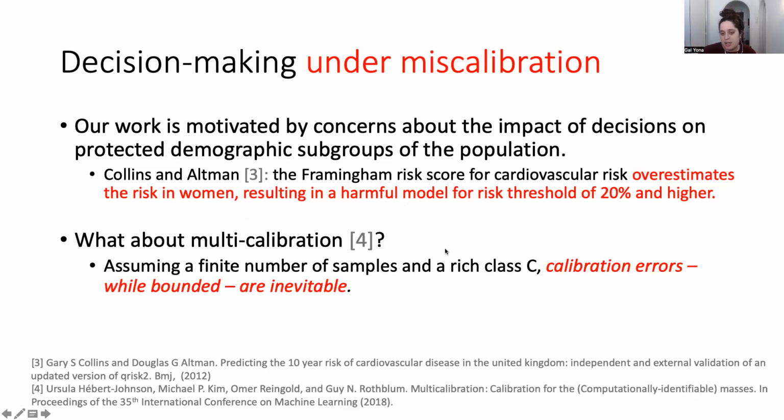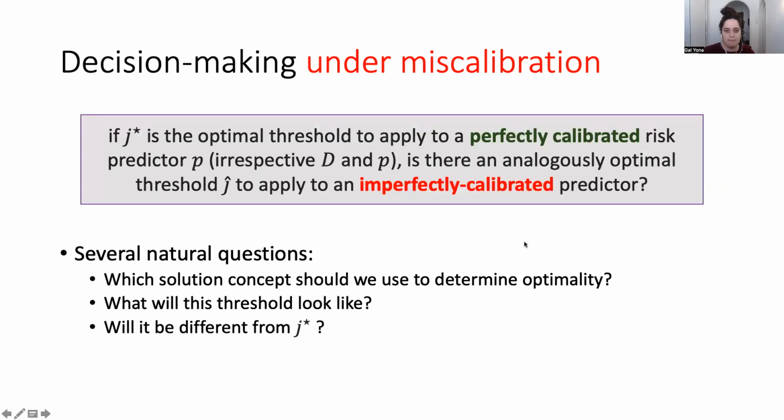And you might ask, okay, maybe what we need to do is just upfront ensure that our predictor is multi-calibrated. Well, this is important, but it doesn't completely solve the problem, because as long as we have a finite number of samples and a rich class C, where we can bound the worst case calibration error, there are still going to be some calibration errors that are just inevitable. So we don't escape this problem completely.